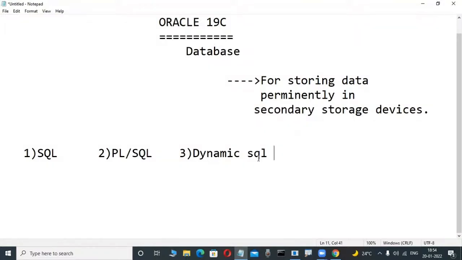SQL is a common one, but syntaxes are different and functions are different. Already I'm telling you.